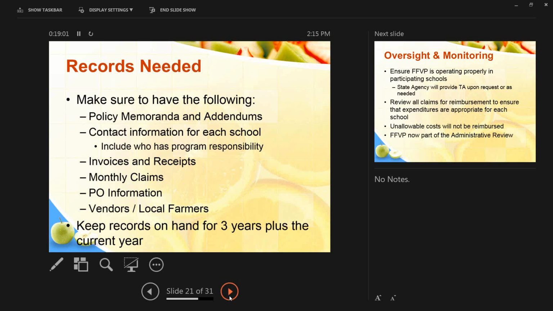You're going to want to keep your invoices and receipts along with backups on your monthly claims and your purchase order information. The requirement is that you'll keep records on hand for 3 years plus the current year.